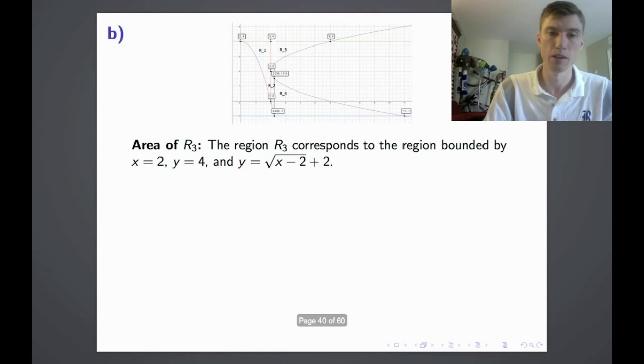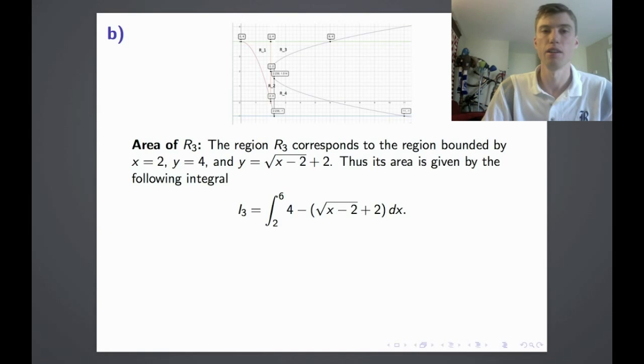Okay, so we're ready to set up an integral for R3. R3 had a top function of 4 and a bottom function of the square root of x minus 2, plus 2. And if you recall, this point of intersection we calculated previously had an x value of 6. So we're going to integrate from 2 to 6 the top function minus the bottom function.